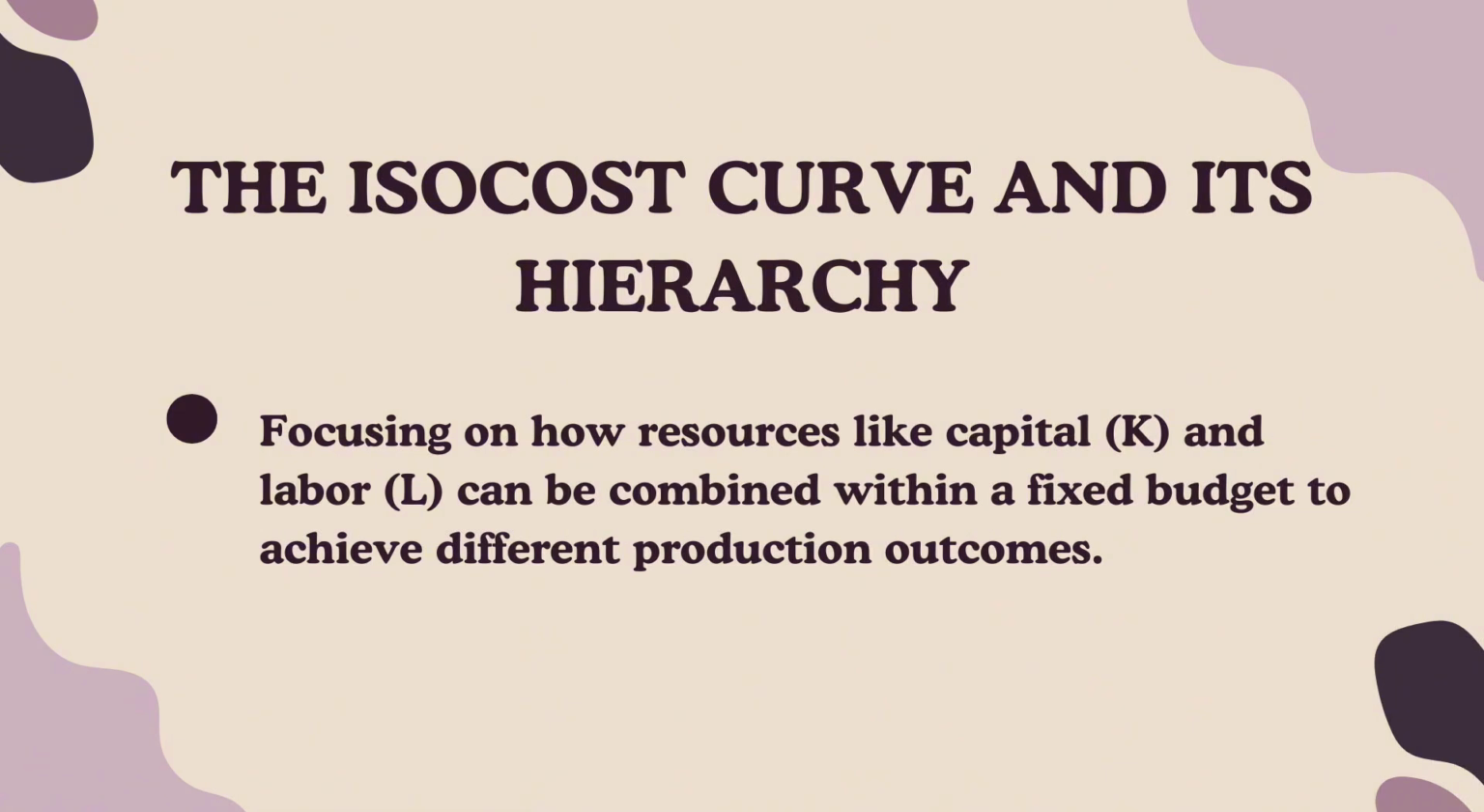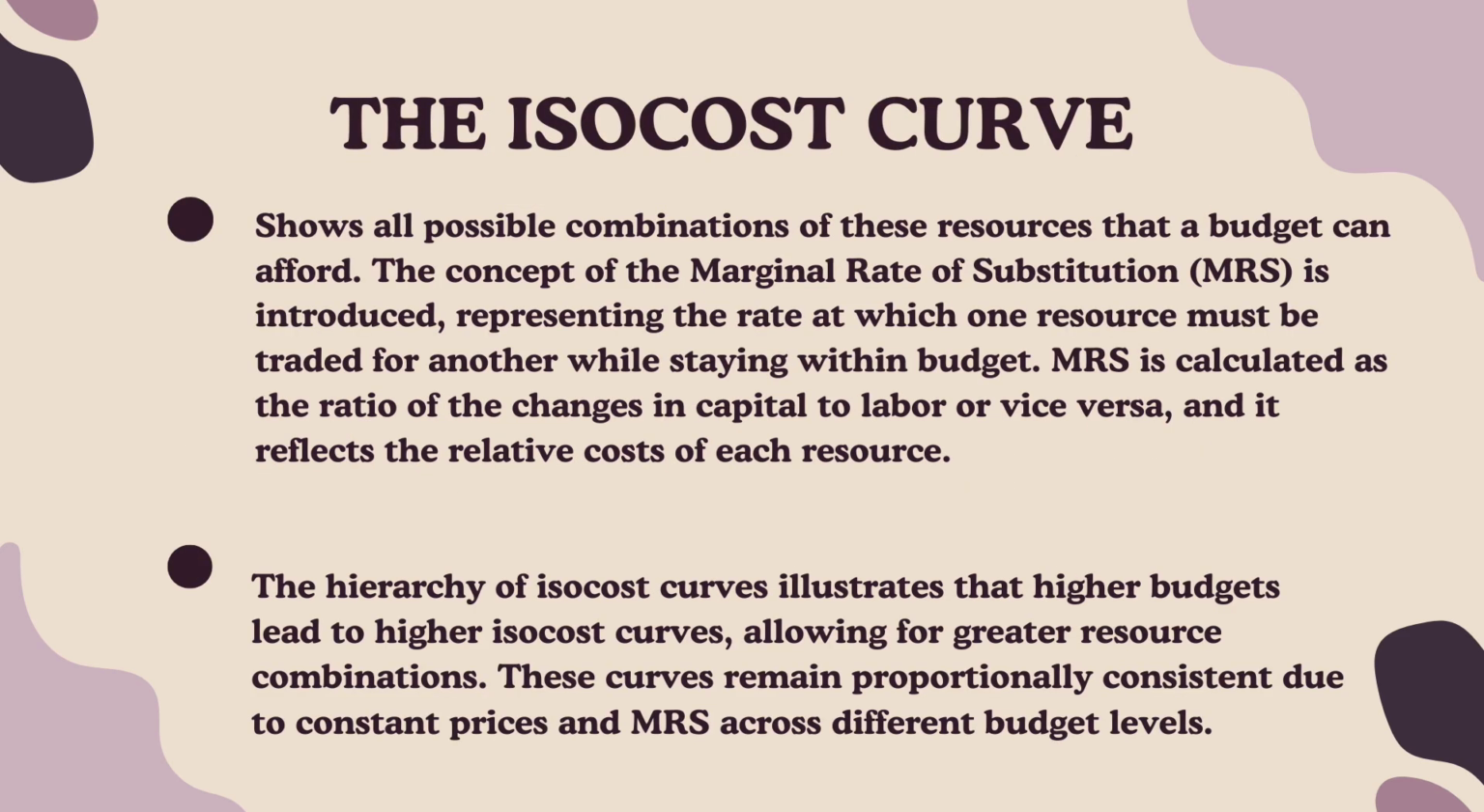My topic is the isocost curve and its hierarchy, focusing on how resources like capital or K and labor or L can be combined within a fixed budget to achieve different production outcomes. Next is the isocost curve. It shows all possible combinations of these resources that a budget can afford.